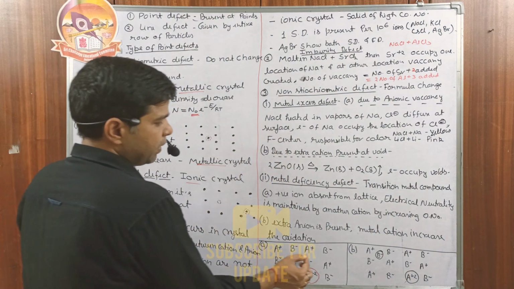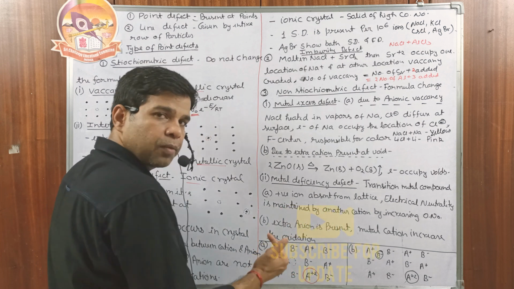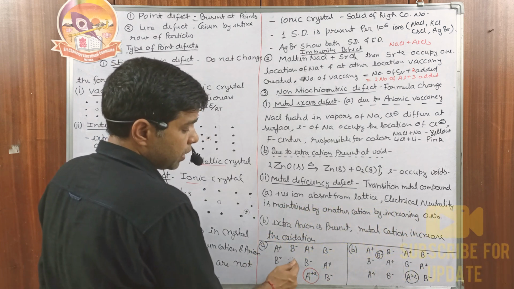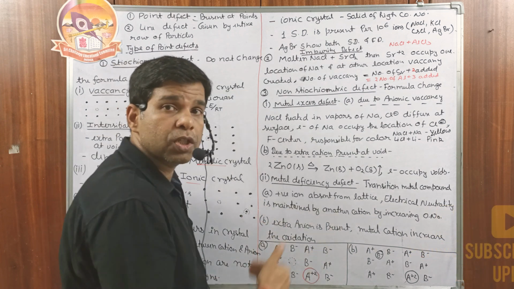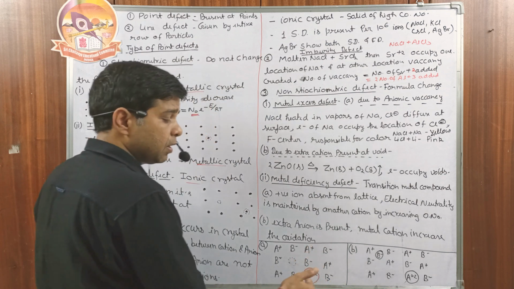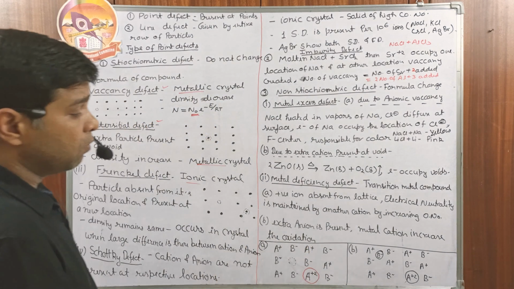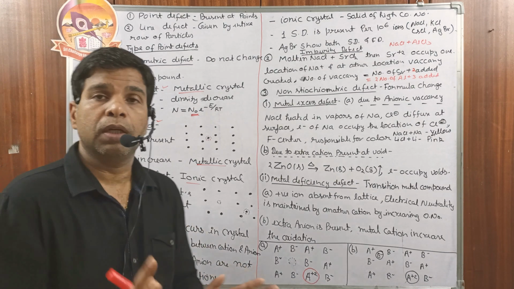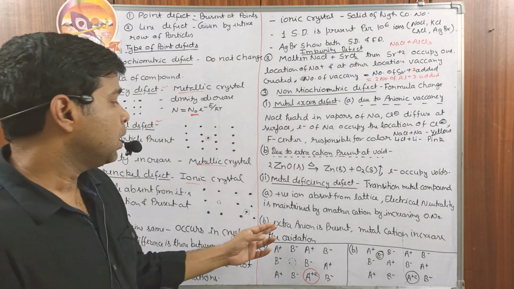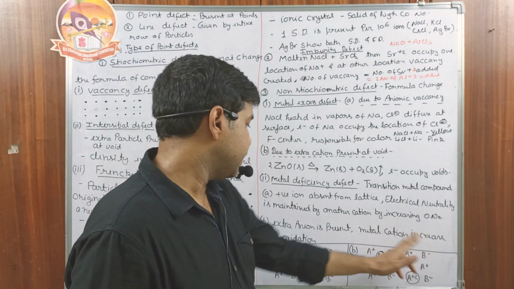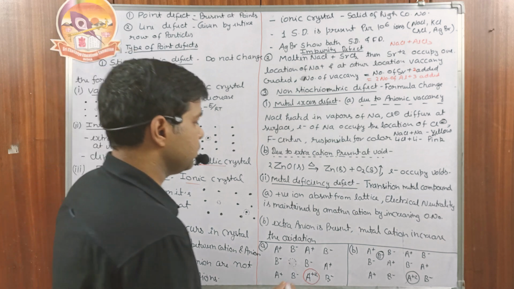Look, we have a crystal in which the cation has +1 charge and the anion has -1 charge, but suppose one cation is missing, so one positive charge is also missing. To make the system neutral, what happens? Another cation will change its oxidation number by +1, because the system has to be electrically neutral. Then the other possibility is that an extra anion is present. In such a case, the metal cation increases its oxidation number.